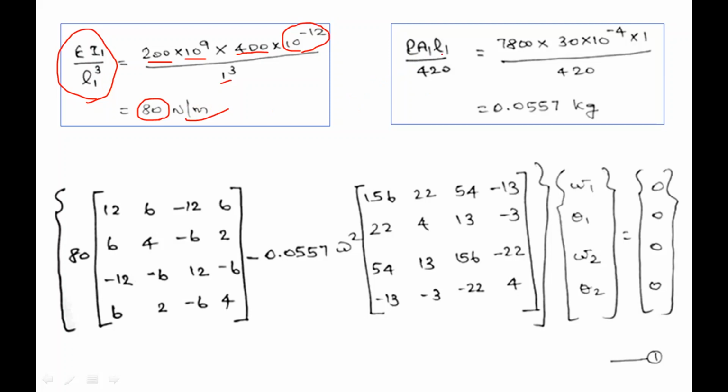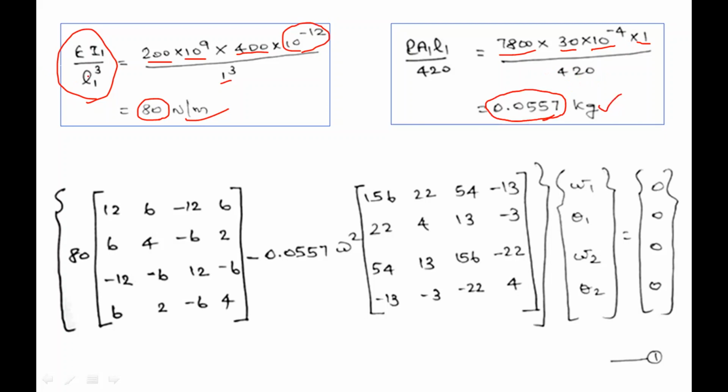Similarly, we find rho A1 L1 divided by 420. Rho is 7800 kg per meter cube. Area A is given as 30 centimeter square, so we are converting the centimeter square into meter square, 10 to the power minus 4. And length is 1 meter divided by 420. So this value we are getting is 0.0557 kg, mass in kg.